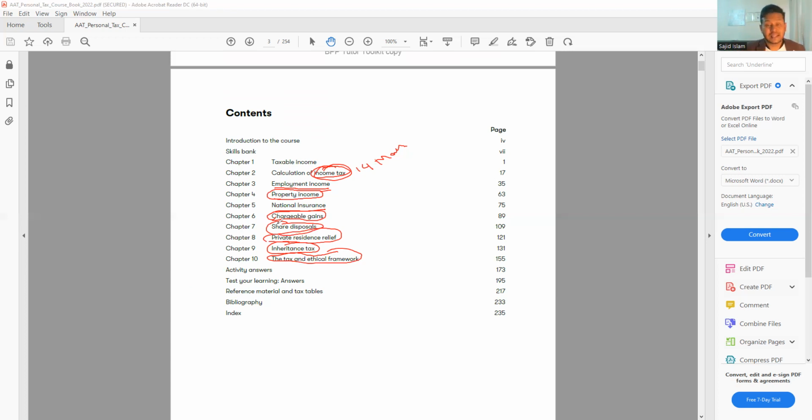Something is called CLT, chargeable lifetime transfer. Something is called PET, that is potentially exempt transfer. You're going to look at both areas. In the exam, you're expecting roughly 15 marks from there, so it is also a very important chapter for us.